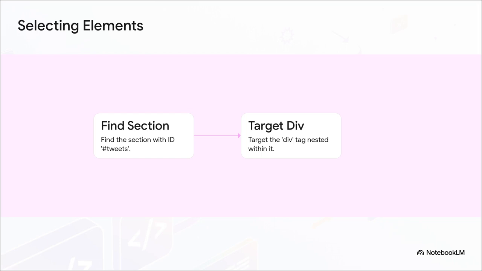Looking at our source tutorial, we see a really highly targeted approach. Step 1, we grab the container section using the ID #tweets. Then step 2, we target the specific div tag that's nested right inside of it. By chaining these two selectors together, we lock onto our exact target element box. We've officially found our foundation.